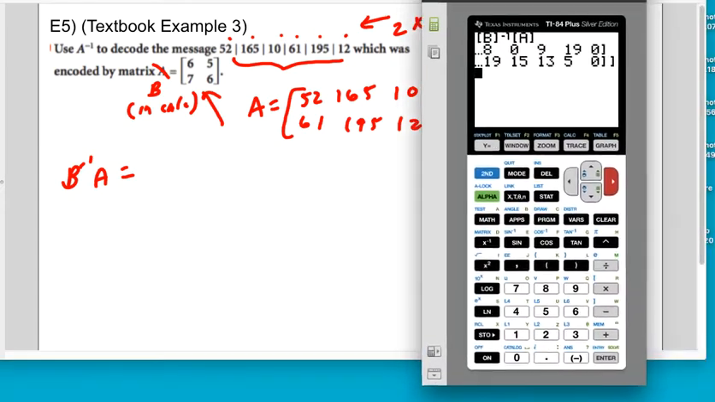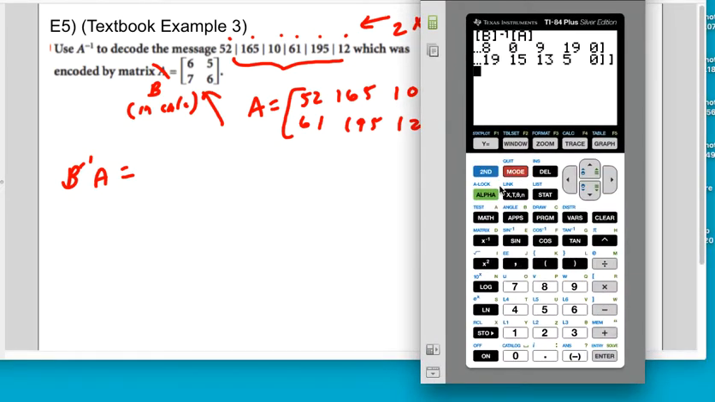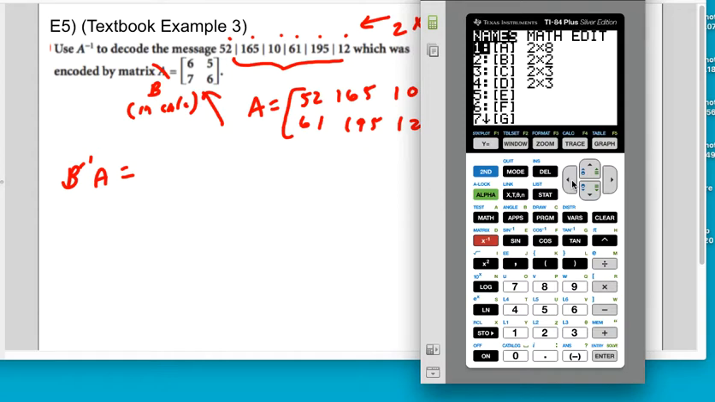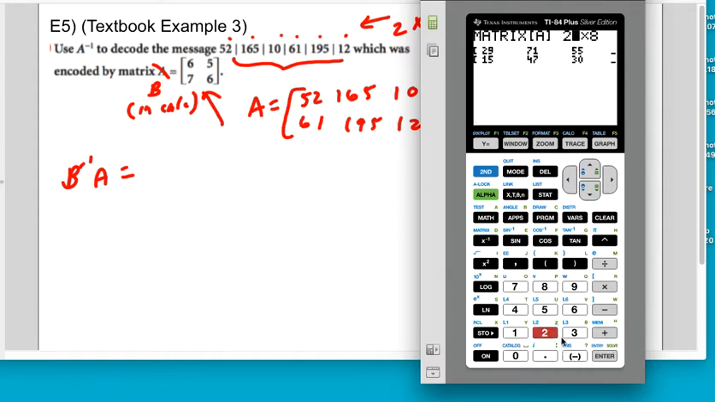So when I put this in my calculator, I'm going to go to second matrix, go to edit. I'm going to make this a 2 by 3, which is a nice relief after 2 by 8. 52, 165, 10, 61, 195, and 12, right? Double check that all those numbers are the right numbers. They seem to be.